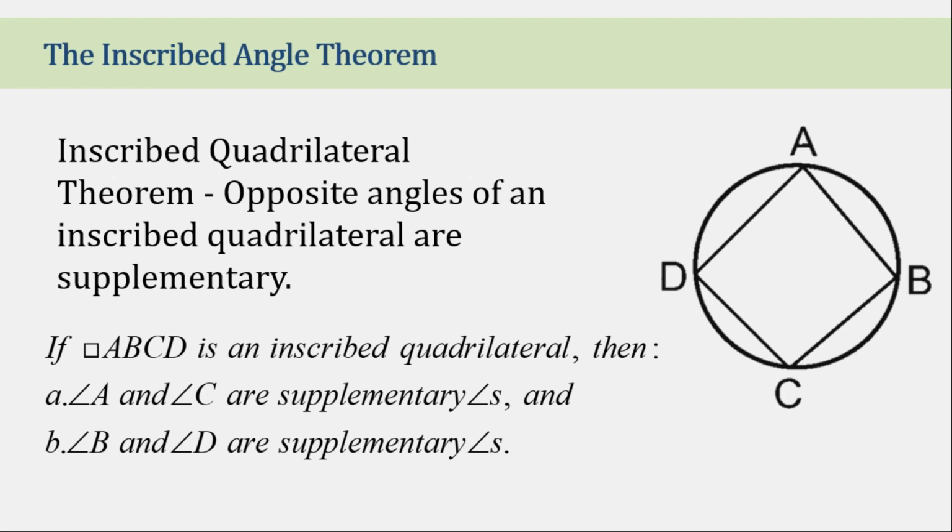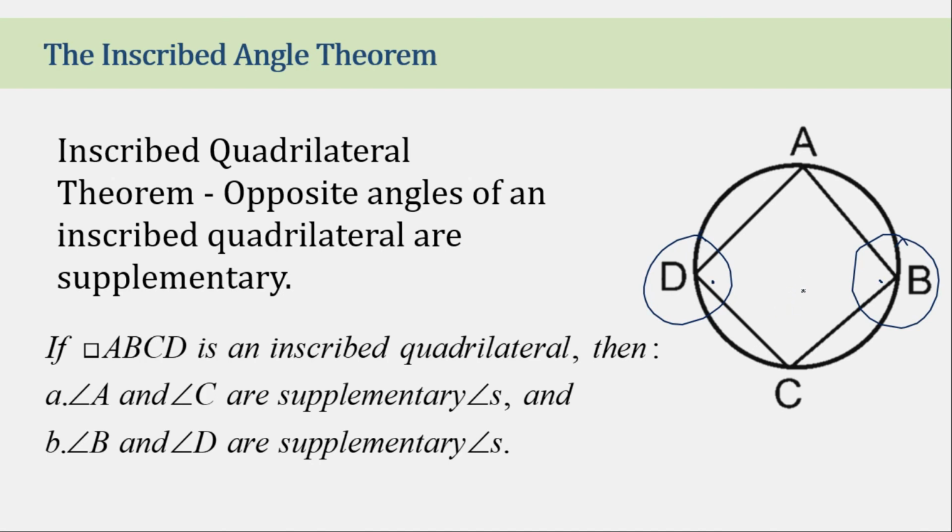Now let's go to another theorem, the inscribed quadrilateral theorem. Opposite angles of an inscribed quadrilateral are supplementary. Okay, look at this quadrilateral ABCD, wherein angle A plus angle C is equal to 180 degrees. That is a supplementary angle. Now angle B and angle D are supplementary as well, meaning the measurement of this plus the measurement of this is equal to 180 degrees.